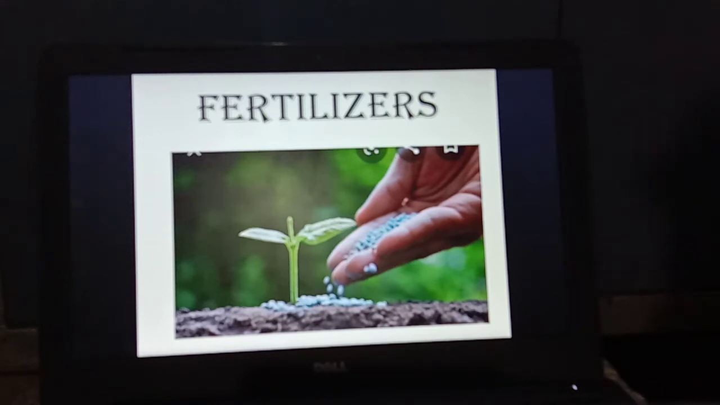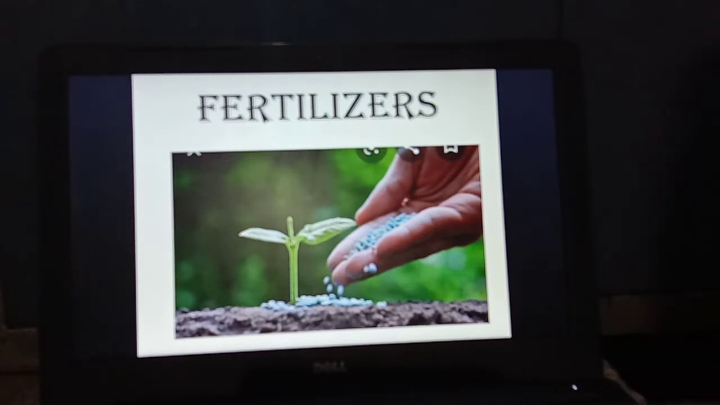Advantages of using manure over fertilizers. Manure enhances the water holding capacity of the soil. It makes the soil porous, making exchange of gases easy. It improves the texture of the soil. It increases the number of friendly microbes in soil like earthworms.